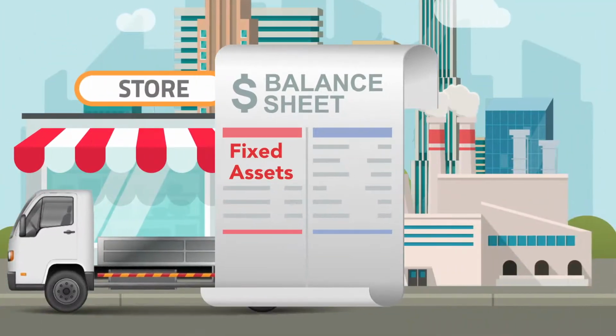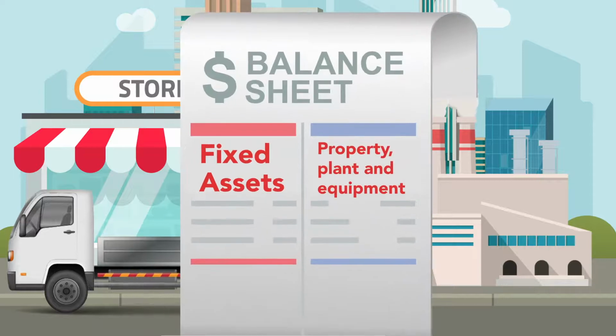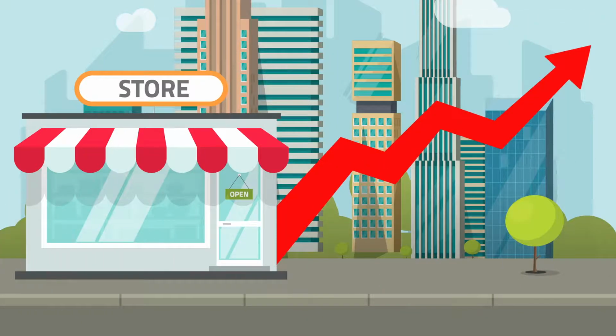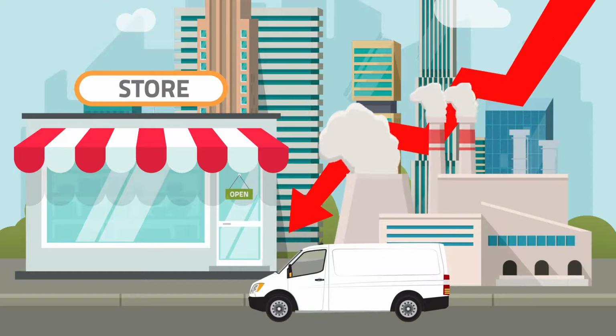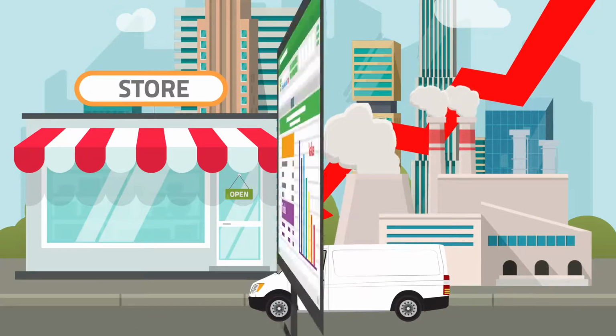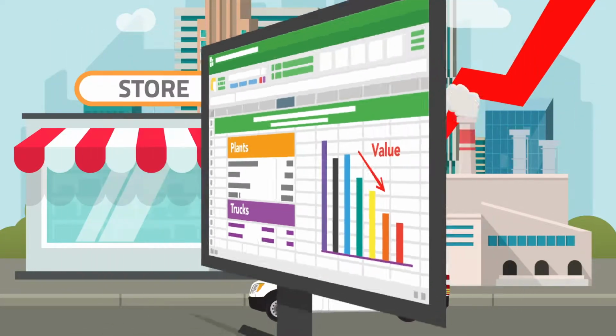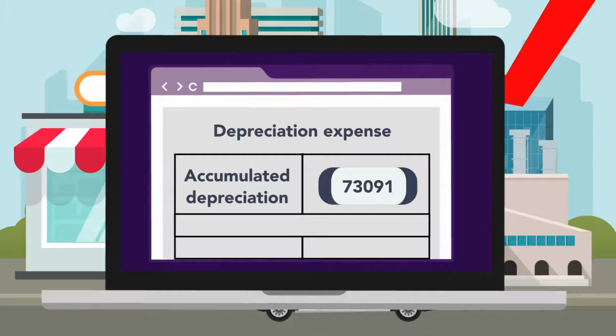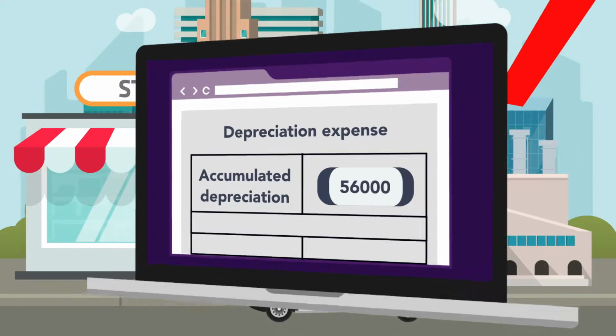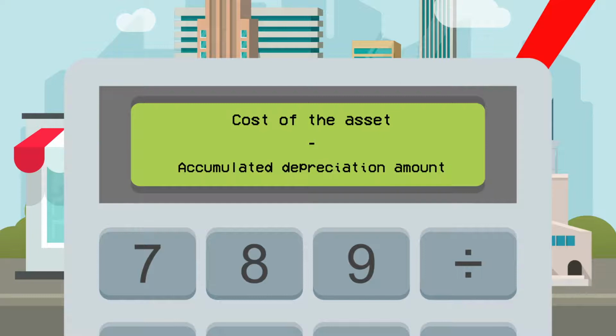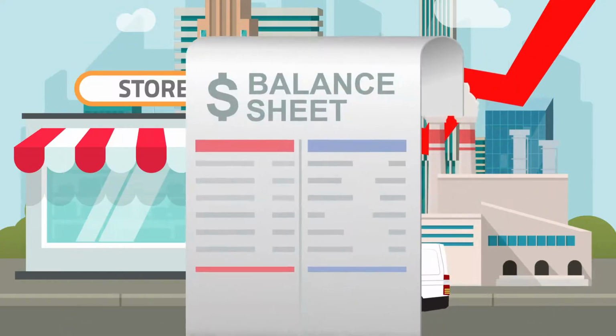Fixed assets are assets that cannot readily be converted into cash and typically include property, plant, and equipment. While real estate tends to increase in value, plant and equipment eventually wear out. Therefore, a company's records must show the gradual decline in value of these fixed assets, a process called depreciation. The depreciation amount is periodically recorded in an account called depreciation expense, and the amount depreciated accumulates in an accumulated depreciation tally. Deducting the accumulated depreciation amount from the cost of the asset produces the asset's book value.